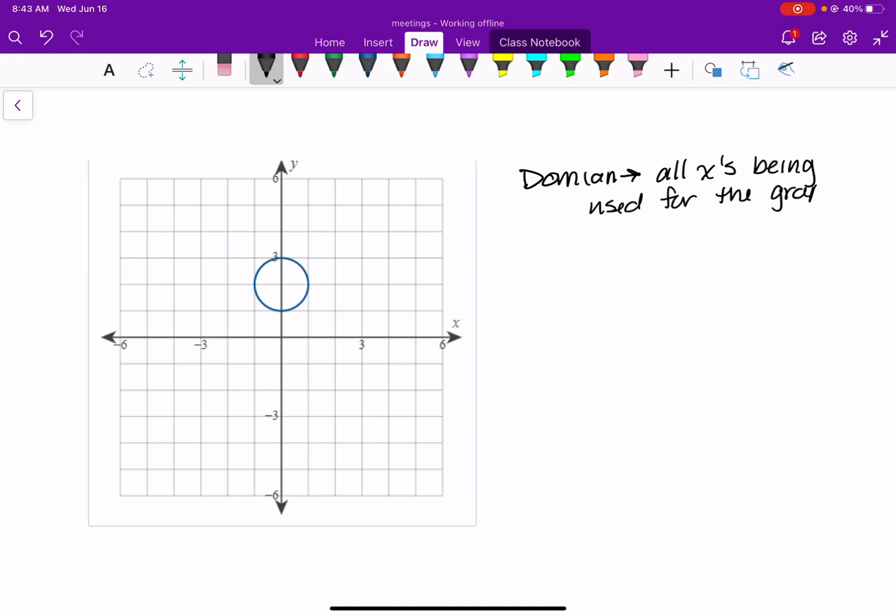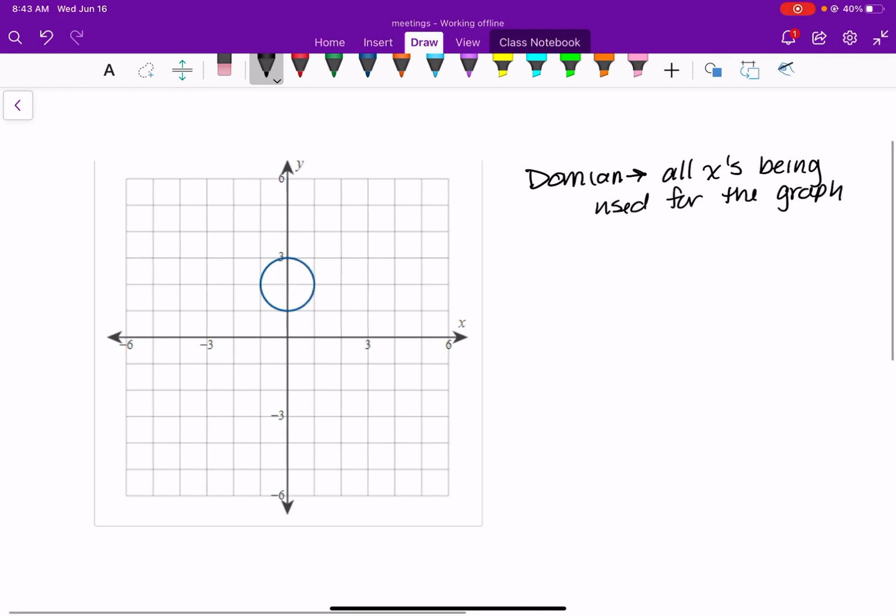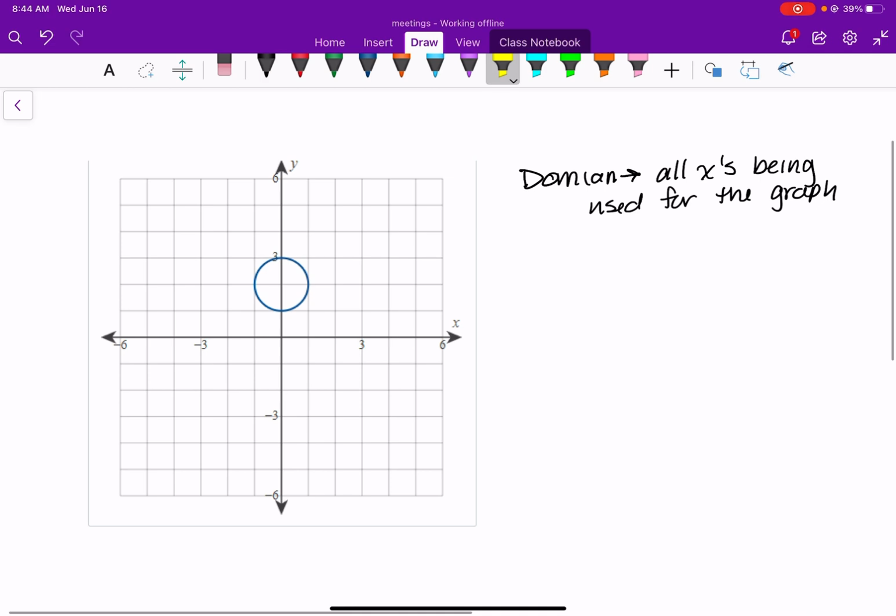So we want to start on the left side of our graph, and we want to look always going from the left over to the right, and we want to see where our circle in this case starts. If we drop a line down from the edge of our circle, we see that the circle starts at the value -1, and then we want to look at where the circle ends on our x. Dropping a line down from the end of our circle, it ends at +1.